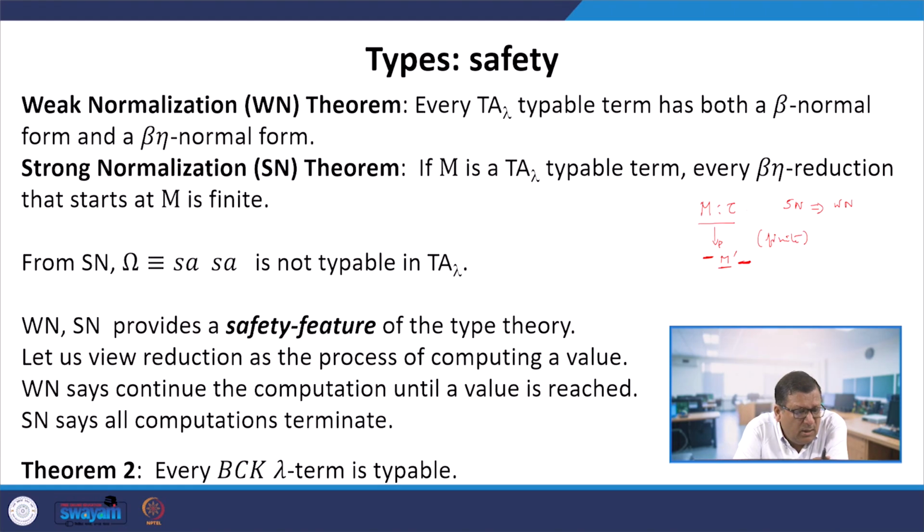So what these theorems, SN and WN, are telling is that they provide a safety feature of the type theory. Let us view reduction as a process of computing a value. Now WN says continue the computation until a value is reached, that means normal form. Normal form means value is reached. And SN says all computations terminate. So this is the idea about the SN and WN theorems.